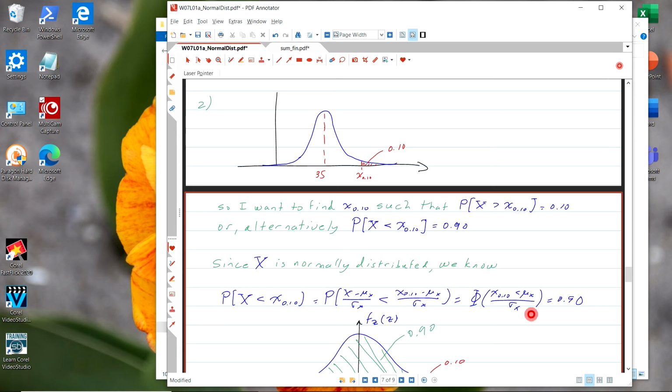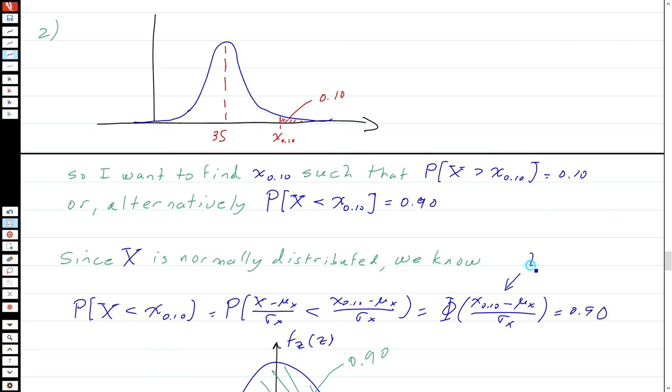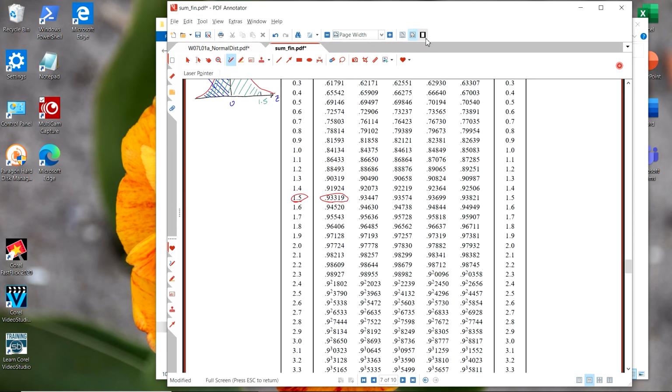Let me just go back and make this full screen. Minus, so that should be minus. Okay, so I want to find the quantity that should go in here such that phi is equal to 0.90. So what that means is that I go back to my summary pages. I'll make this big again.